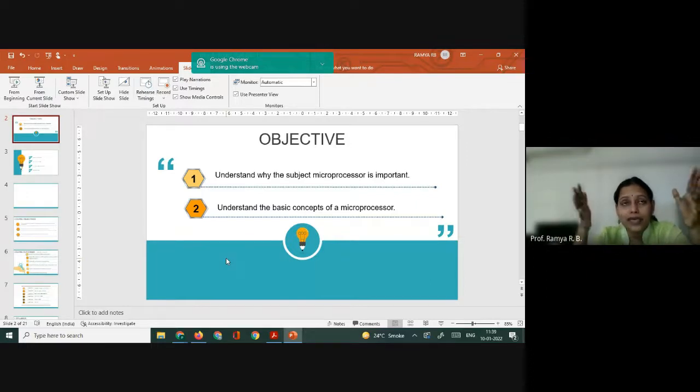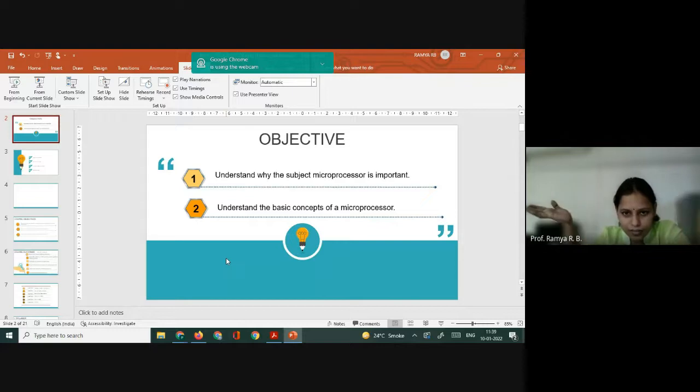So only if you understand how a microprocessor works, or you understand the background concepts, you will be able to write better programs, right? So you need to write better programs. So this subject is very important, and that is one of the reasons the subject is there in your syllabus, and we are learning the subject using 8086 microprocessor. Now why 8086 microprocessor?